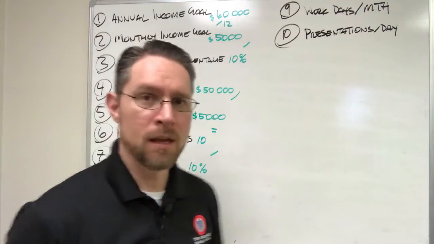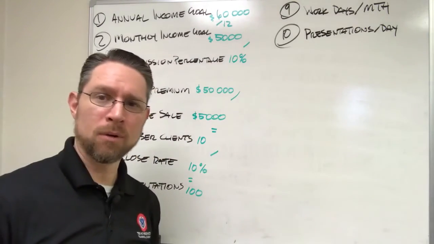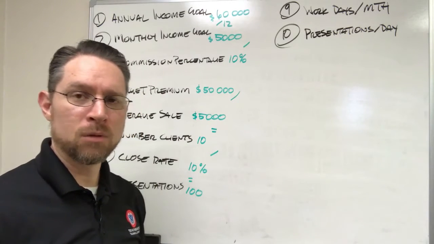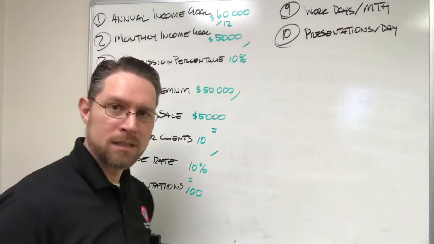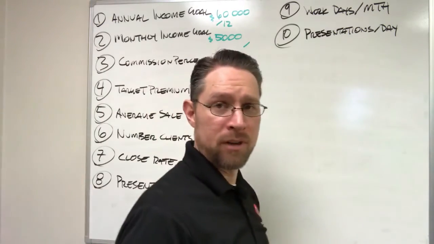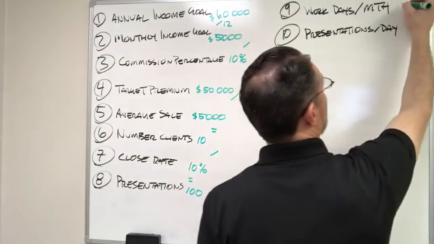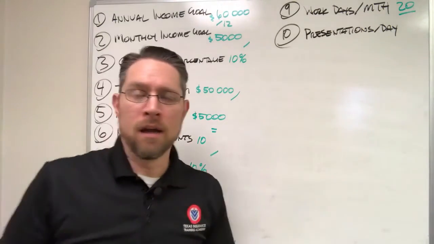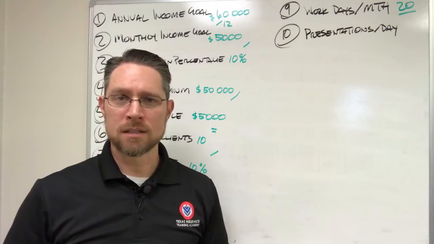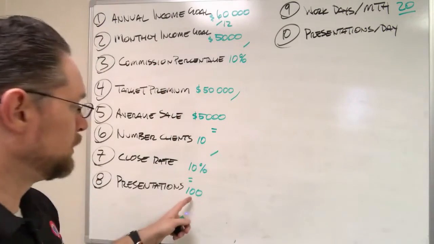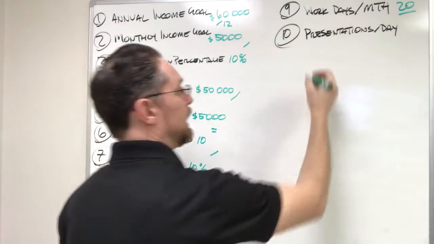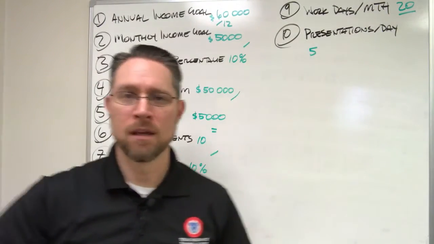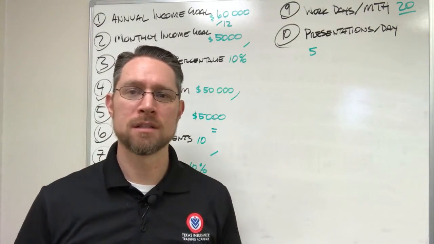Now, how many days are you working per month? If you work on average 5 days a week, then we're talking about 20 working days in a month, which is fairly common for most people. So I'm going to put 20 working days. If I'm working 20 days in a month and I need 100 presentations, then I need to have 5 presentations per day.